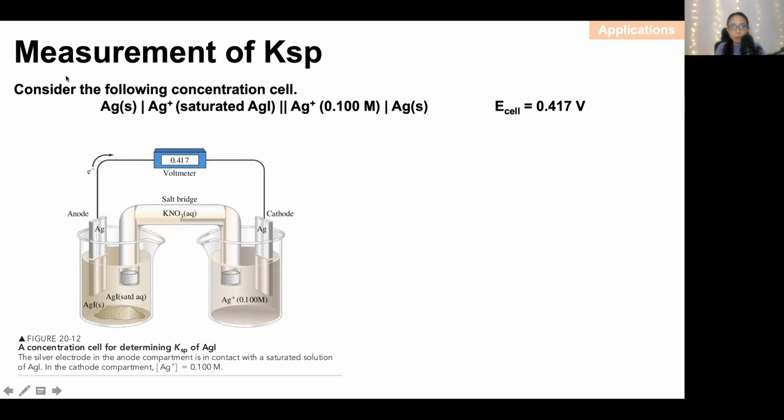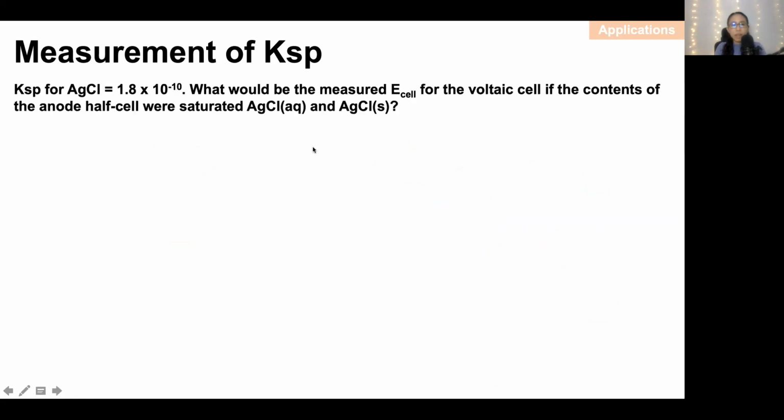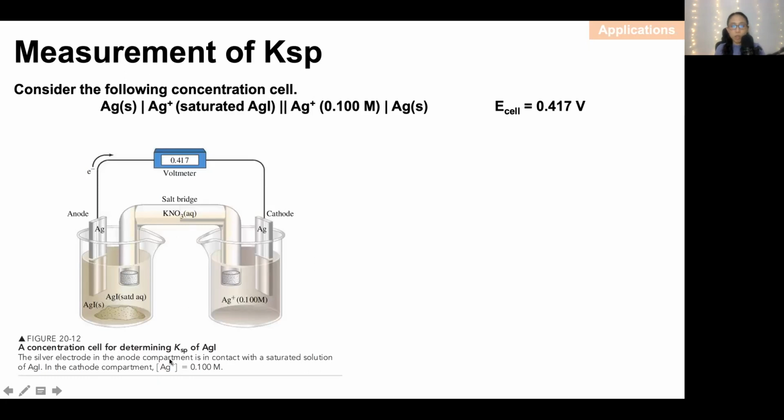One more example. For silver chloride, the KSP is 1.8 times 10 raised to negative 10. What would be the measured cell potential for the voltaic cell if the contents of the anode half cell were saturated AgCl and solid AgCl? So this refers to the same setup, but we just replaced the anode. So how will the setup look like?